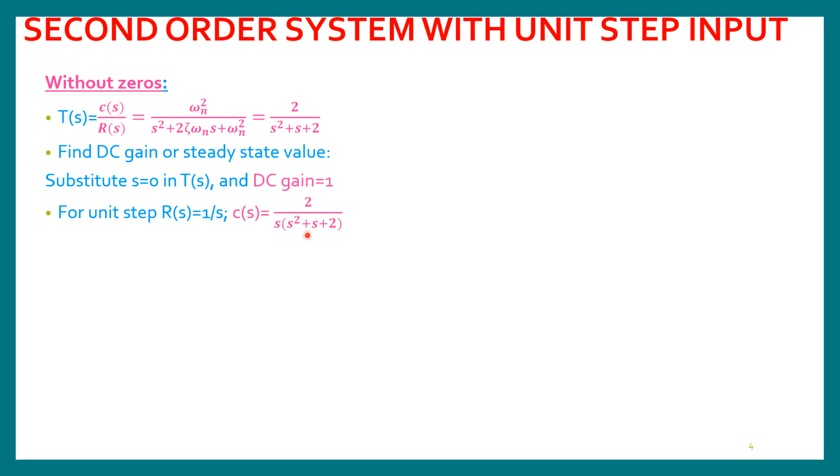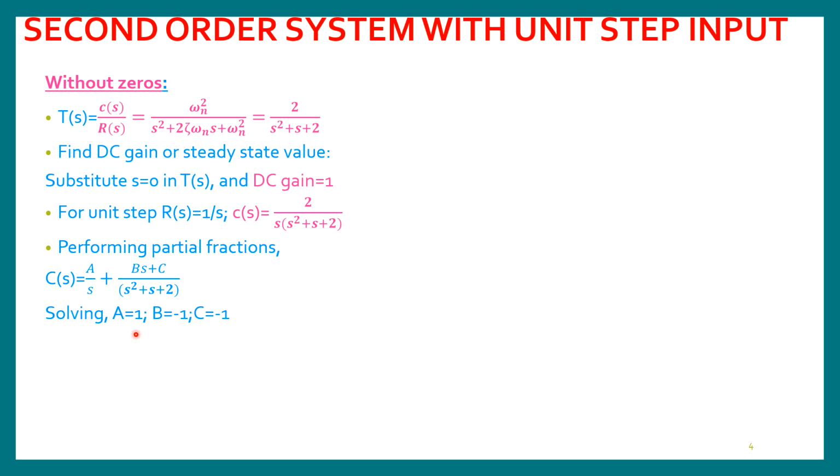So I'm substituting 1 by S and then I'm going to apply partial fractions here. I'm writing A by S plus (BS plus C) divided by (S square plus S plus 2). On solving, I'm getting A as 1, B as minus 1, C as minus 1. Now you look at this equation. I'm interested to find c of t, but I cannot find c of t directly from this expression.